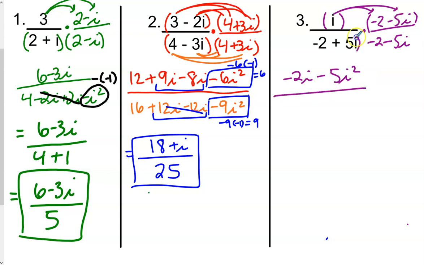Our denominator, here we go. Negative 2 times negative 2 is positive 4. Negative 2 times negative 5i gives me positive 10i. 5i times negative 2 is negative 10i. I see a pattern. Look at those middle pieces. They're already canceling. And then 5i times negative 5i gives me negative 25i squared.